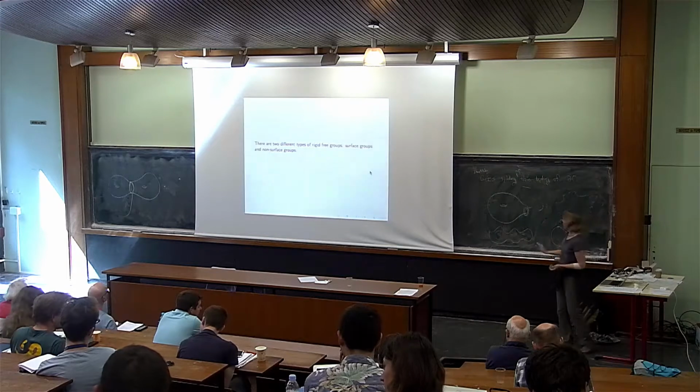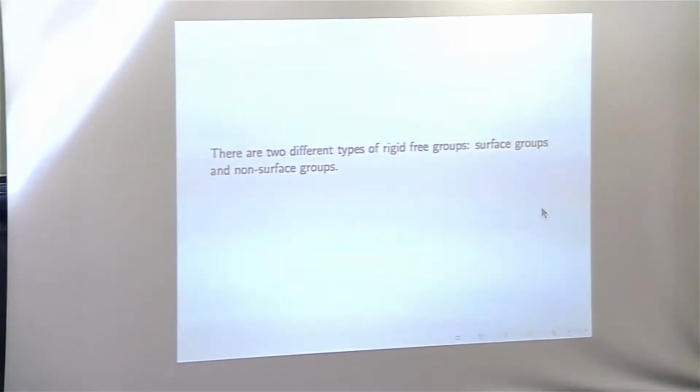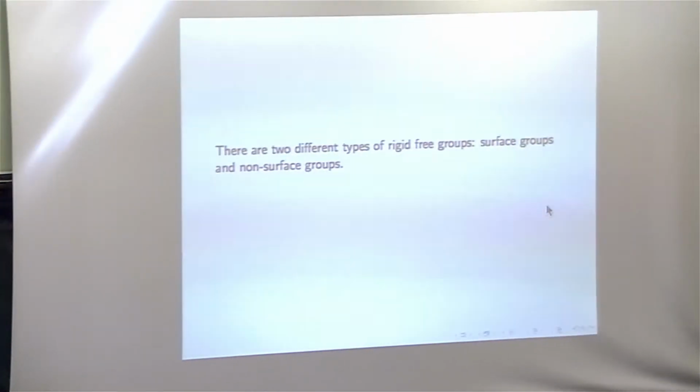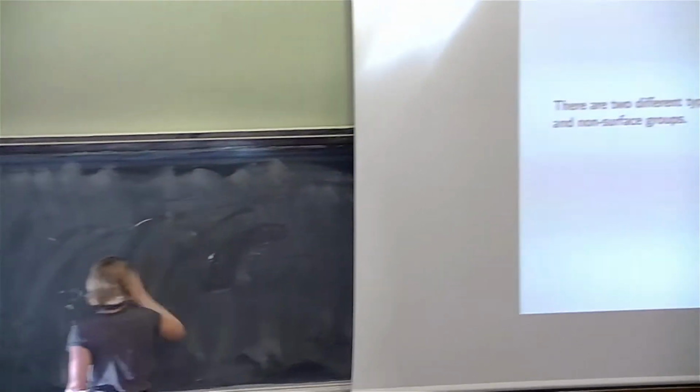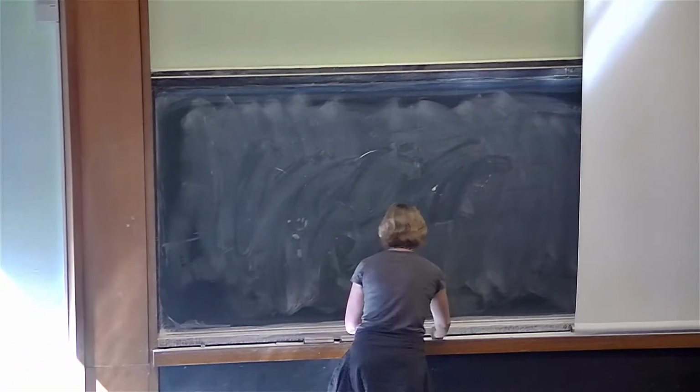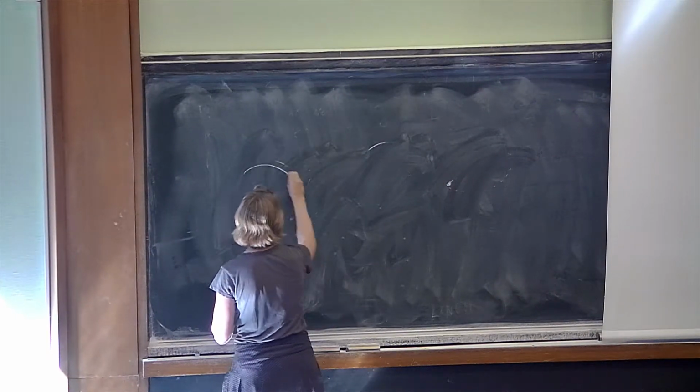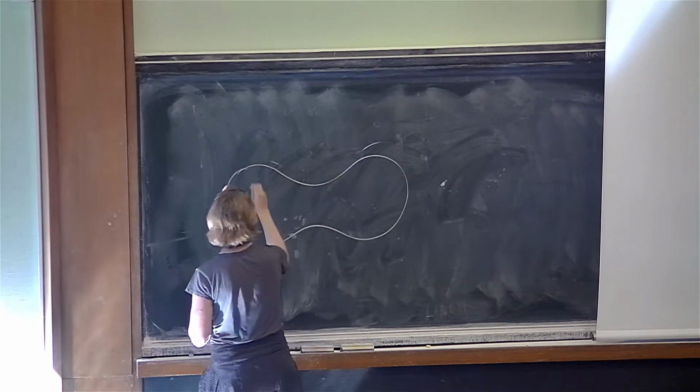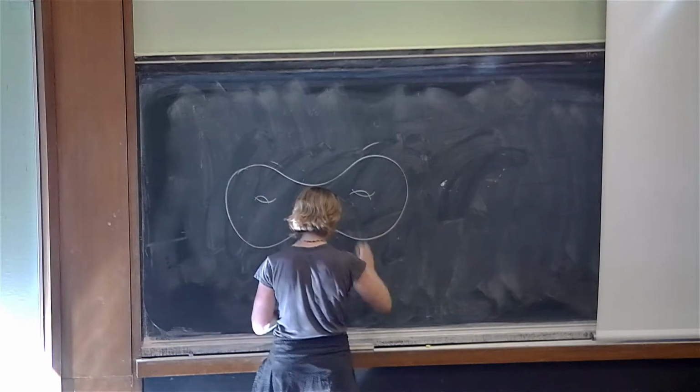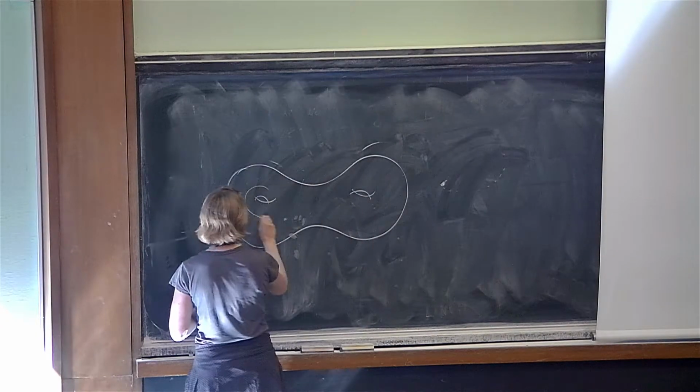Okay, so now we know that we have a Kleinian manifold group, and we know that it's made up of these free pieces. But there's two really essentially different types of handle bodies with curves on them, even if it's all embedded. There's surface groups and non-surface groups. So if I have a genus 2 handle body, so this is now glued in, and I have 3 curves on it.